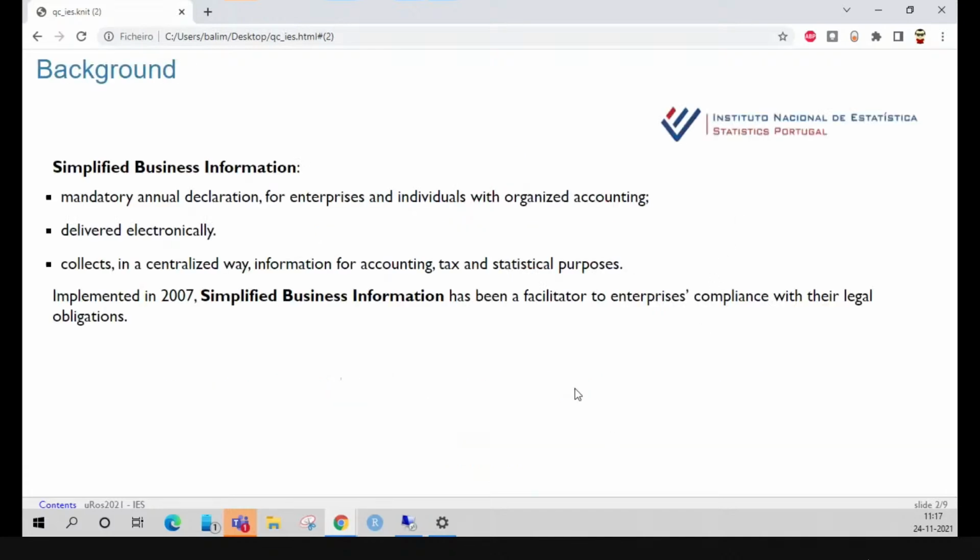Again, some background about Simplified Business Information. It is a mandatory annual declaration for enterprises and individuals with organized accounting. It is delivered electronically and collects in a centralized way information for accounting, tax, and statistical purposes. Implemented since 2007, Simplified Business Information has been a facilitator to enterprises' compliance with their legal obligations.